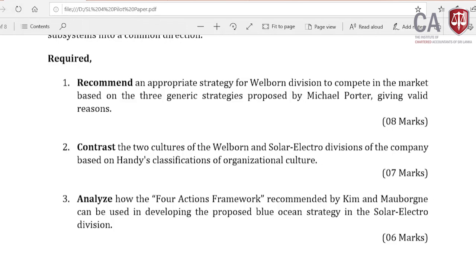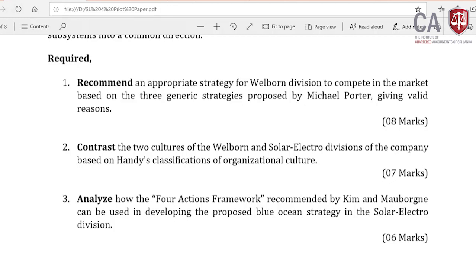Part 3, analyze how the 4 action framework recommended by Kim and Mauborgne can be used in developing the proposed blue ocean strategy in the Solar Electro division. This is tested from your knowledge on strategy formulation. What is the theory? The exam is trying to test here the blue ocean strategy. Actually, part 1 was also tested from strategy formulation.